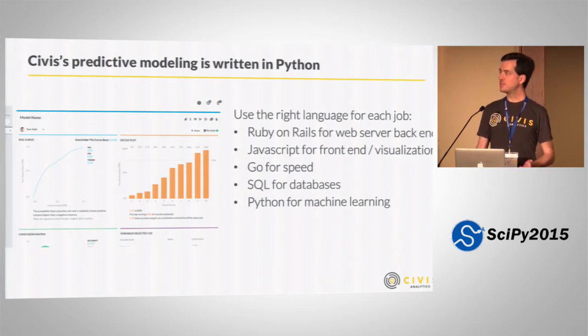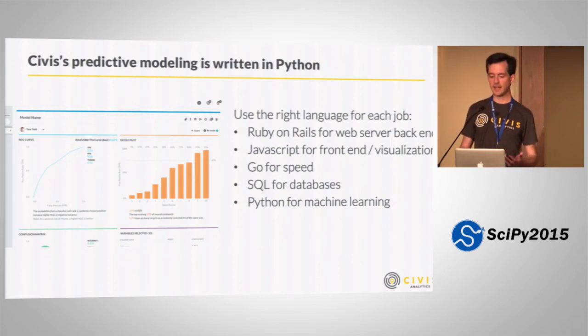All right, back to the predictive modeling capability. A lot of the pretty pictures that I just showed you, those are made with Ruby and JavaScript. There's bits of Go in there for speed. I mentioned SQL for database querying. But the predictive modeling, once you press run on that, all of that is being done in Python. There's, I think, maybe one call to an R function, but everything's really being done in Python.